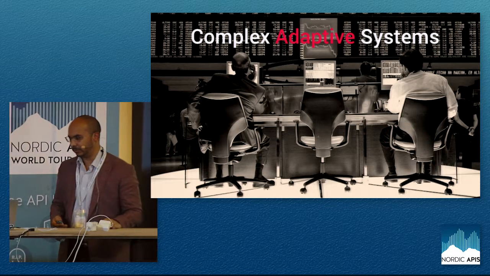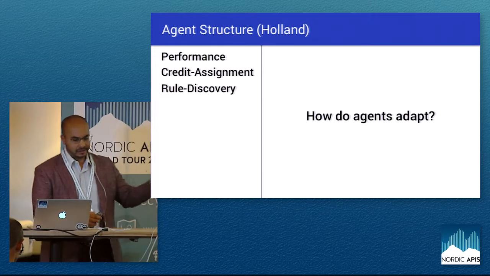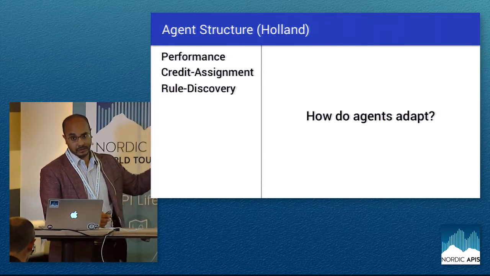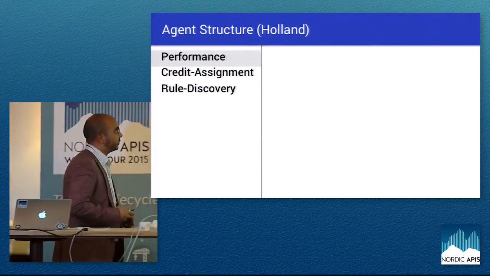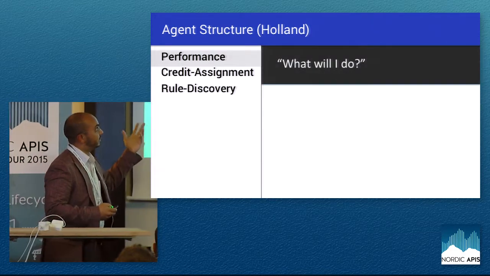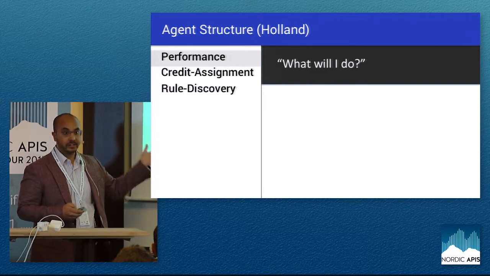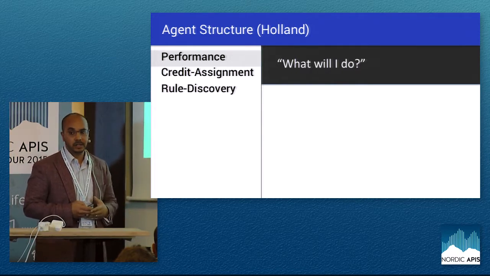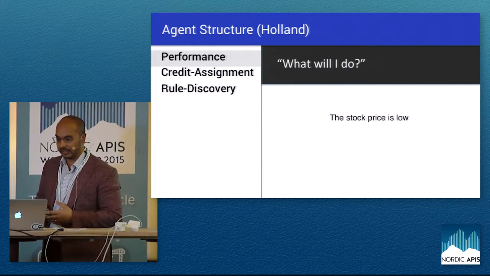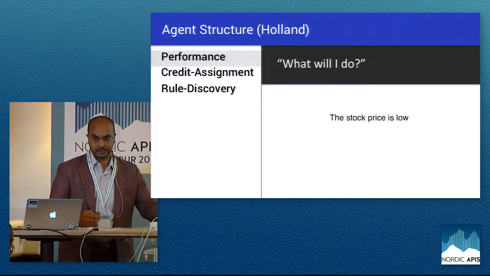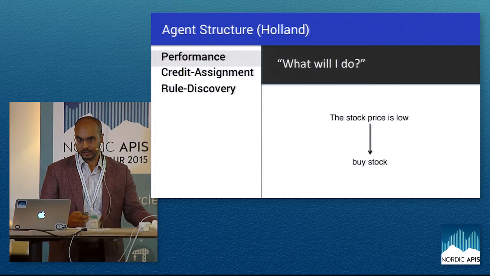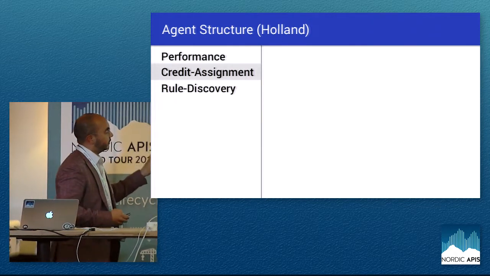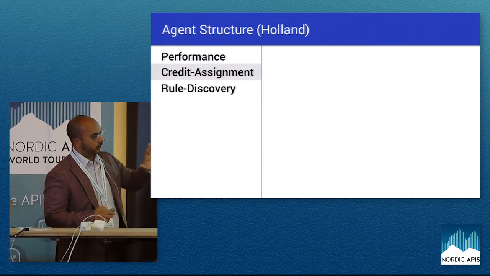So how does all this happen? Well, Holland describes something called agent structure. Here's how agents adapt. Here's how they exhibit this behavior. The first thing they do is they have this idea of performance first. They determine what they'll do at any point in time. So in a stock market, maybe an agent decides, well, based on this condition, the stock price being low, I'm going to buy stock. The second thing they do is they apply credit somehow.